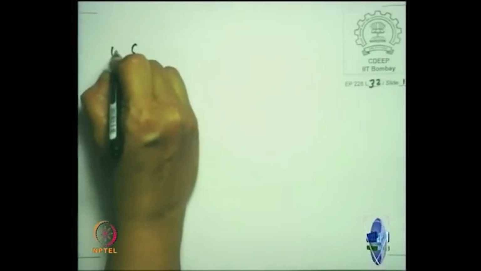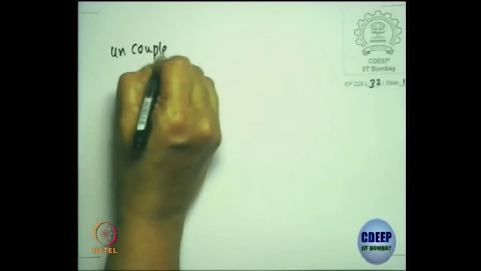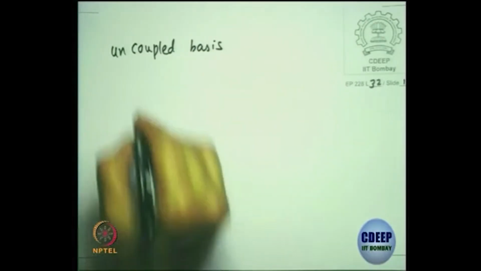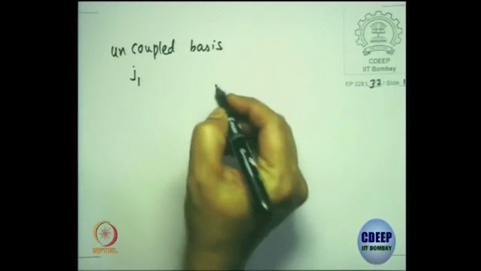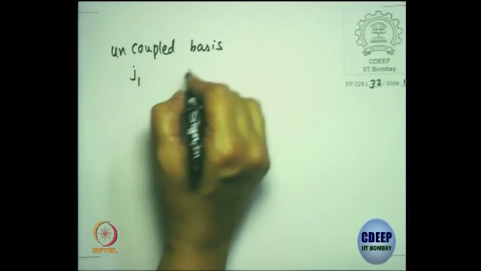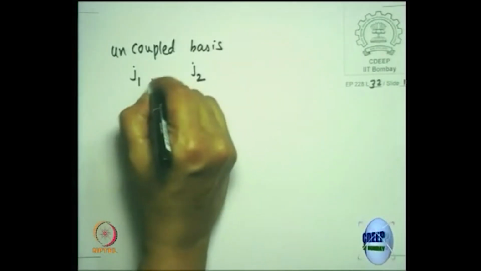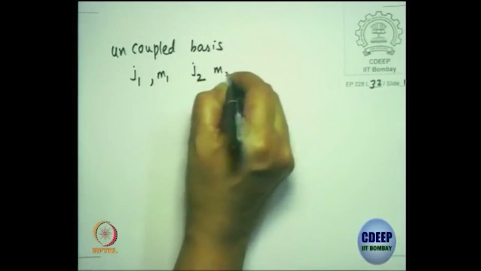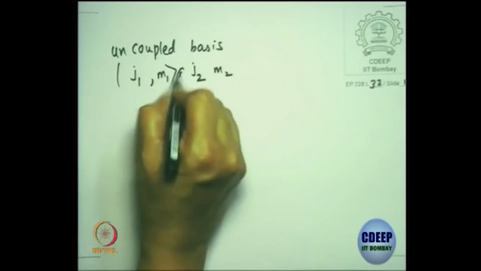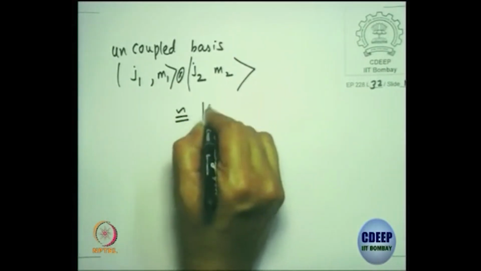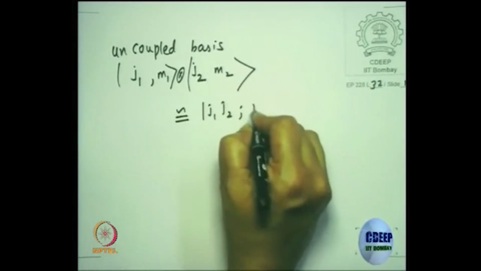We have already seen in the last lecture uncoupled bases. By this I am saying that there are two particles, one with angular momentum J1 and another with angular momentum J2, with the corresponding magnetic quantum numbers. You could write a tensor product of these states, which you can equivalently write, formally, as J1, J2, M1, M2.